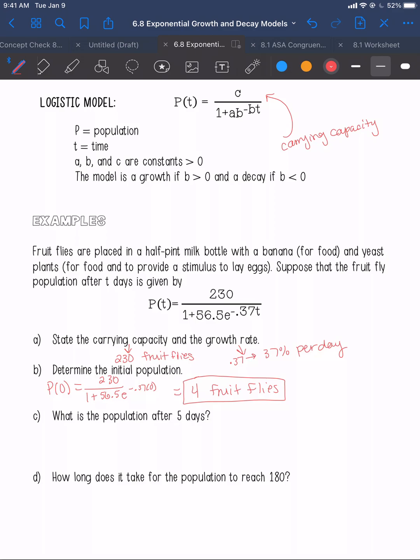What is the population after 5 days? We're finding P of 5. 230 divided by 1 plus 56.5 e to negative 0.37 times 5. You can plug that into your calculator, and you get about 23 fruit flies. Remember, when you're talking about population of something like an insect, animal, whatever, it's going to be a whole number, whereas the first one we did, we were talking about grams of something, so we could have a decimal. So this ends up being about 23 fruit flies.